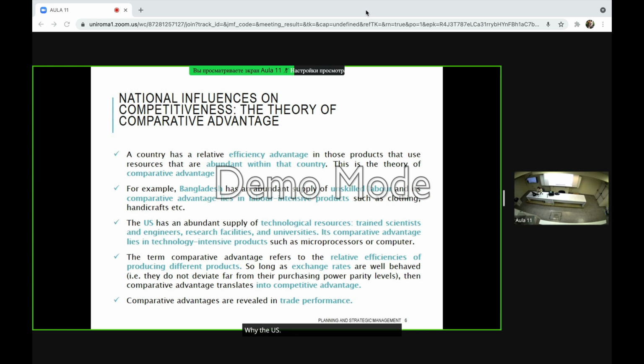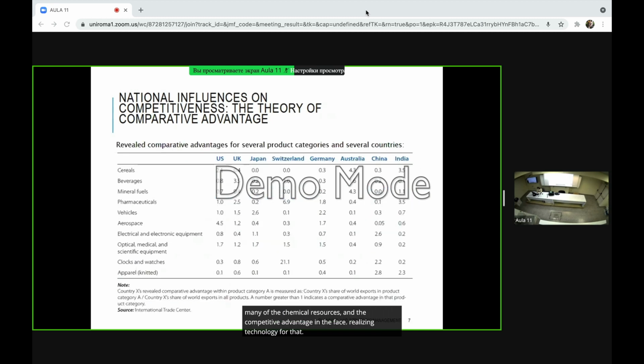While in the US, we have many technological resources, and the comparative advantage in this case relies in technology-intensive products. What do you understand from this table? Here we have the comparative advantage, which is measured as country X, for example, US share of world exports in product category A, for example, mineral fuels, divided by country share of world exports in all products.